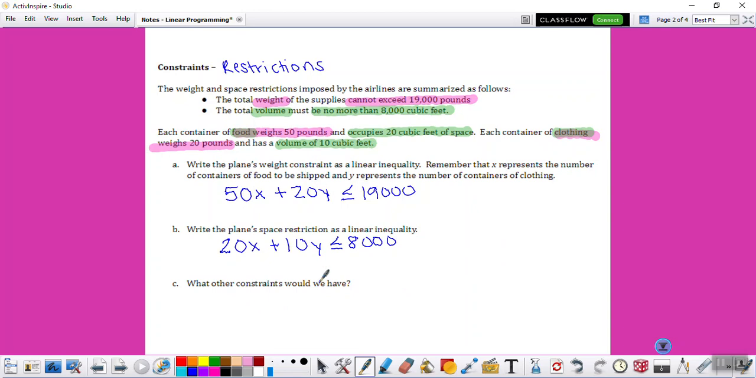Now when it comes to our containers, we have these restrictions, but technically as high as x and y want to go, we can have any number of them. The thing we can't have is negative numbers of boxes. So x has to be greater than or equal to 0, and y has to be greater than or equal to 0, because we can't have negative containers.